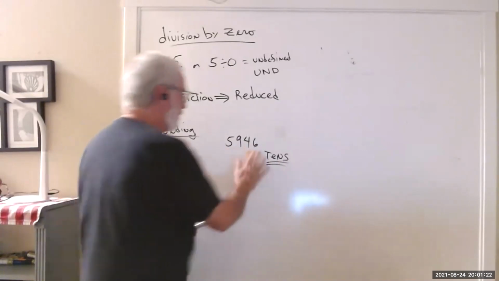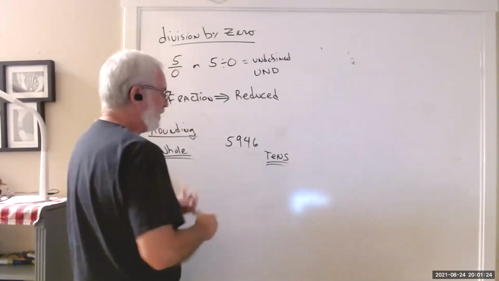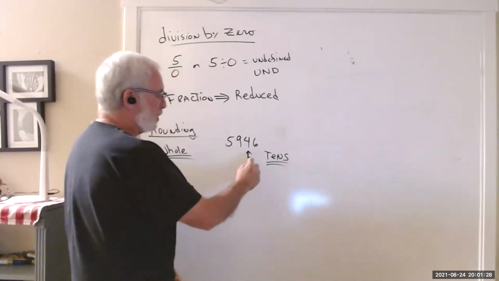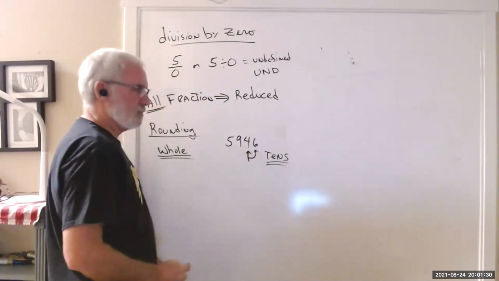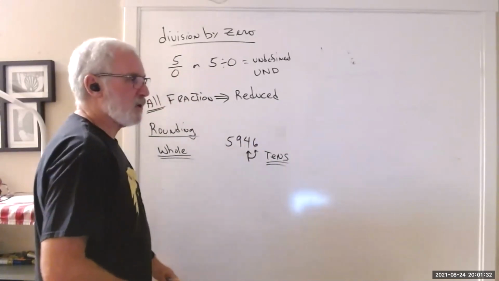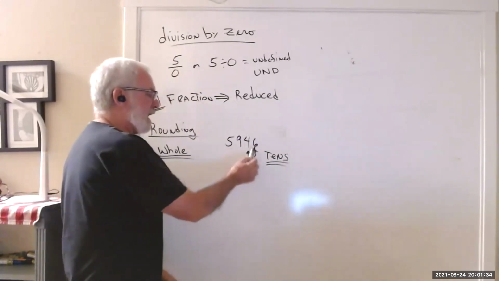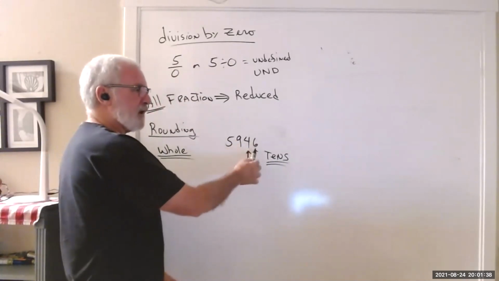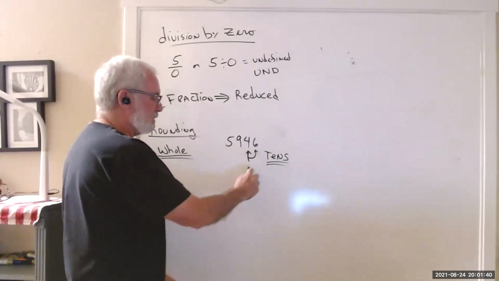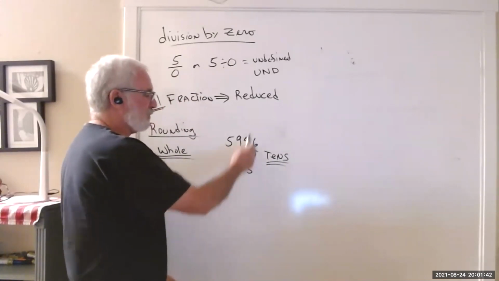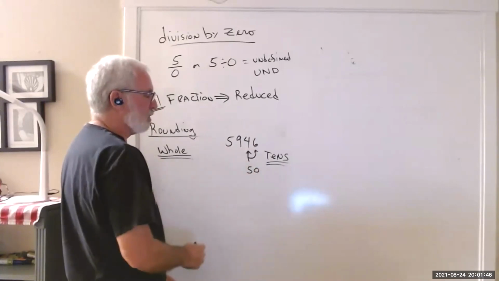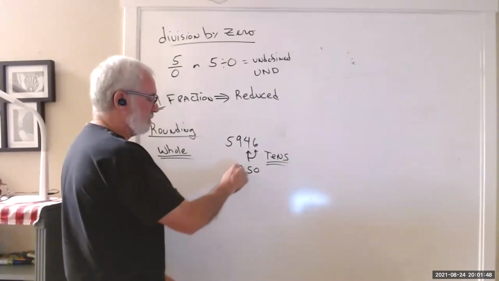Okay. You find the number that's in the tens place, and you look immediately to the right. And you ask the question, is this number 5 or larger? If it is, if it's 5 or larger, then the 4 rounds up. The only place the 4 can go is to a 5. The 6 becomes a 0, and everybody else is the same.